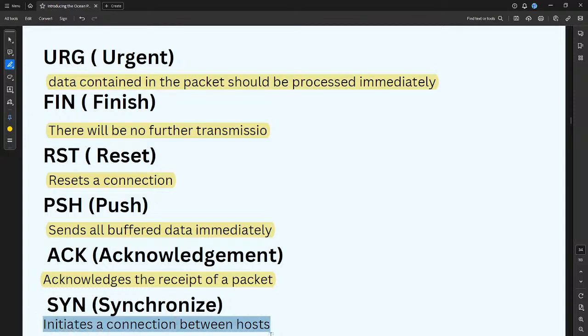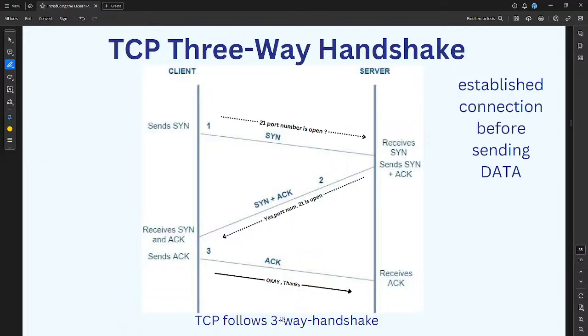And of course, the initiation of a connection between two hosts is identified by the SYN flag. Now, when we talk about the three-way handshake, which we're going to see shortly, you will see it comprises the SYN, the SYN-ACK, and of course the ACK. Let's look at that. Okay, that is where we are right now.